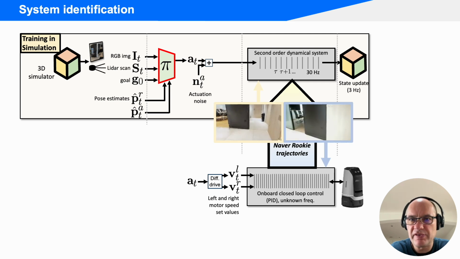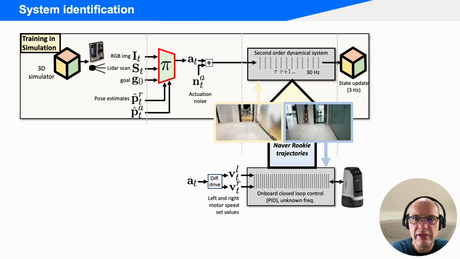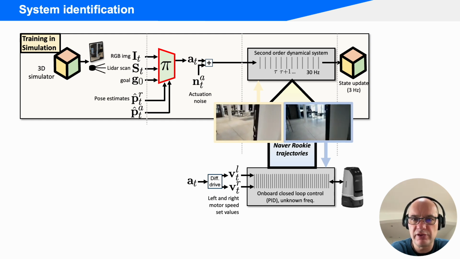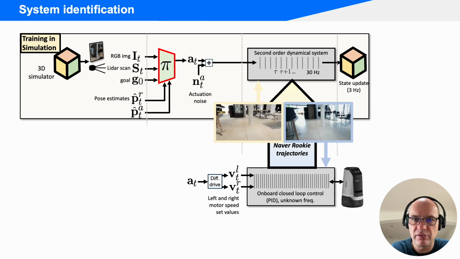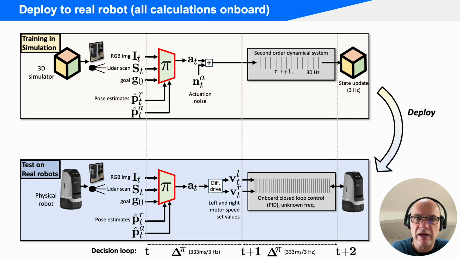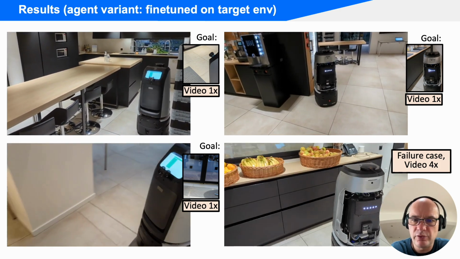Here we see a side-by-side comparison of a real recorded robot trajectory on the right and the dynamical model replayed in simulation on the left, using the same initial condition and the same velocity commands at 3 Hz. The similarities in agent motion are apparent. After training in simulation, we deploy the agent to the robot as is. The agent is capable of navigating quickly, at 1 meter per second.